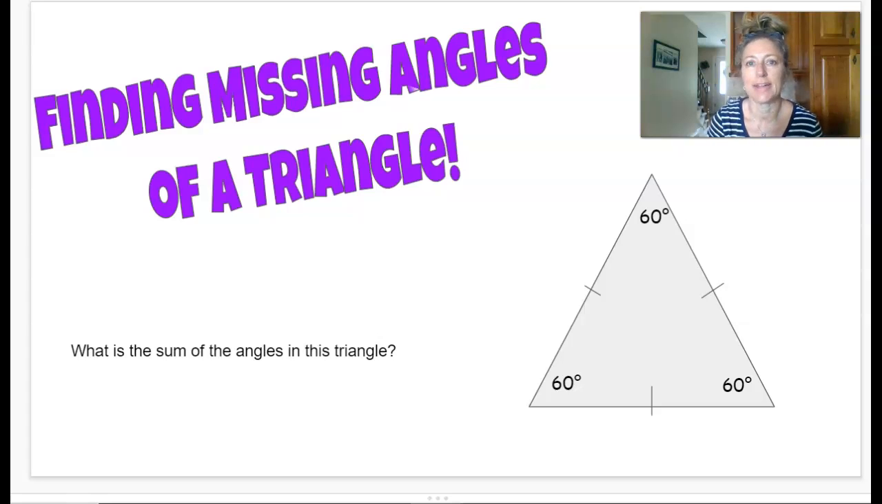Good morning, everybody. As we continue our geometry unit, let's talk a little bit about triangles. We're still going to continue algebra, and this time we're going to solve missing angles of triangles. Some of my favorite stuff.